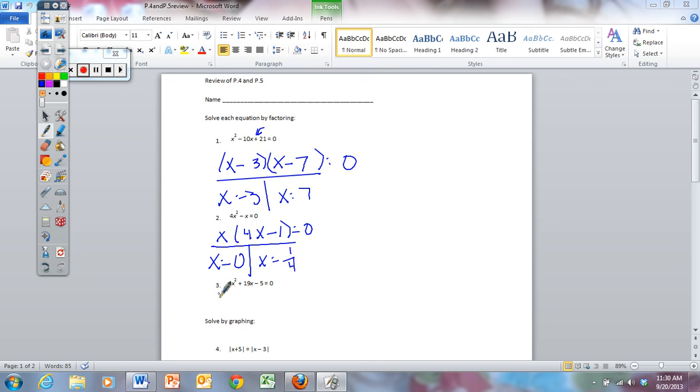Here we're going to do a trial and error trinomial. I have no idea what the answer is, I'm just winging this. I'm guessing this comes from 2x and 2x, and I'm guessing 5 comes from 5 and 1. Problem is that doesn't work, because 2 times 5 is 10 and 1 times 2 is 2, and 10 and 2 is never going to get me 19. So that doesn't work. Let's try 4 and 1.